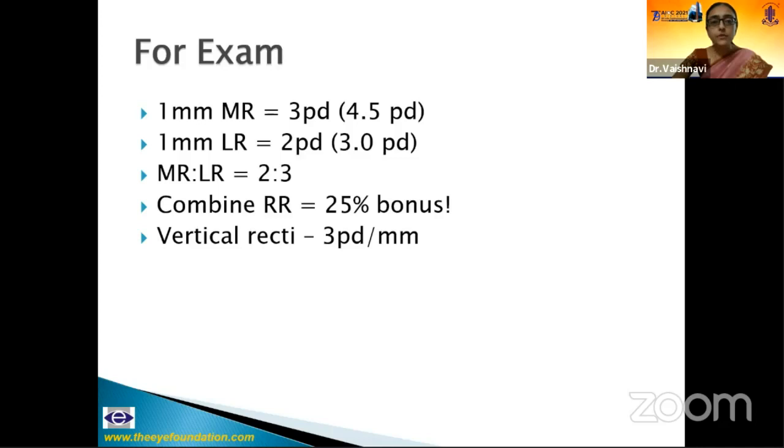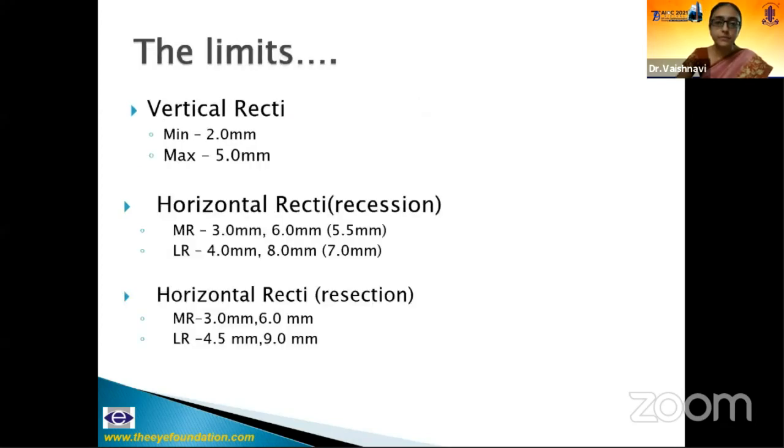So 1 millimeter of medial rectus corrects up to 3 prism diopters. For less than 2 years, it's around 4.5 prism diopters. And 1 millimeter of lateral rectus corrects around 2 prism diopters. And medial rectus and lateral rectus is in the ratio of 2:3. The medial rectus has got a lesser arc of contact, and lateral rectus is a much forgiving muscle. So if you combine resection and recession, you get a 25% bonus.